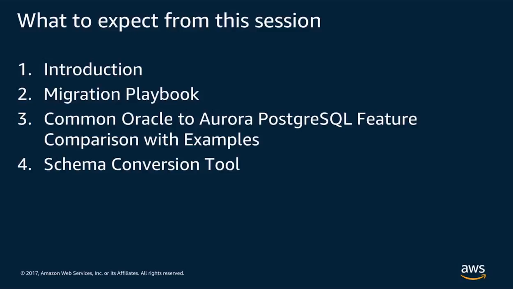We're then going to talk about the common feature comparisons between Oracle and Aurora PostgreSQL with examples. Basically, this is where we'll talk about different flavors of partitions and triggers and all of that. And then we'll wrap this session off by giving you a complete picture of what the schema conversion tool can do and help you automate some of these object migrations for heterogeneous database migrations.